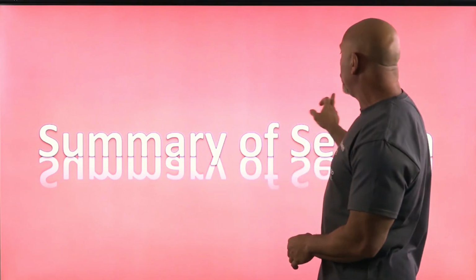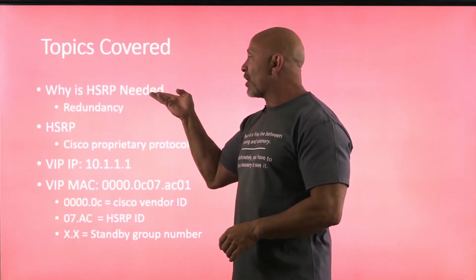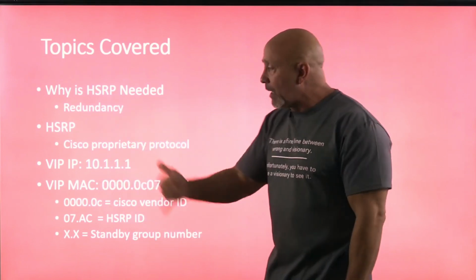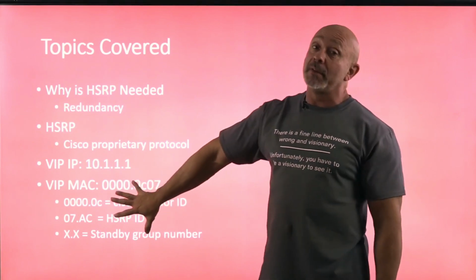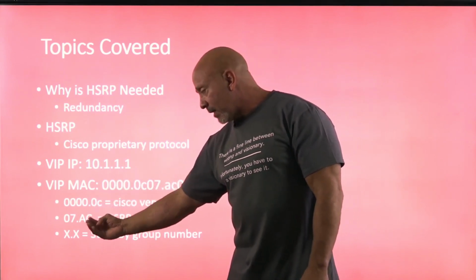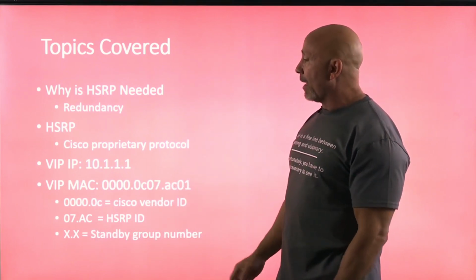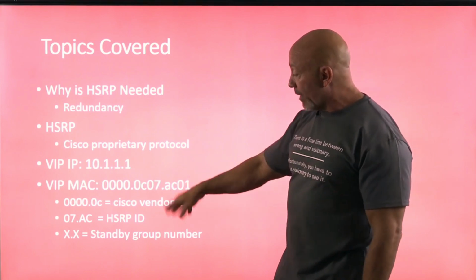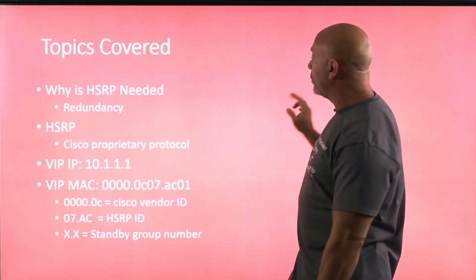All right, that was a pretty simple, brief little section there. So let's go ahead and summarize what we have learned. Basically, why is HSRP needed? Because of redundancy. It's required redundancy. We know it's a Cisco proprietary protocol, and look what I put there. The MAC address, the breakdown of the 24 bits, 16 bits, and the last 8 bits. You need to know what they are, what they mean. Cisco vendor ID, one's the HSRP ID, and the other one is just the standby group.